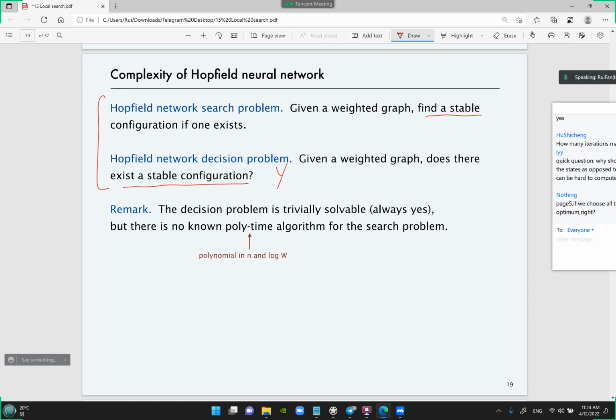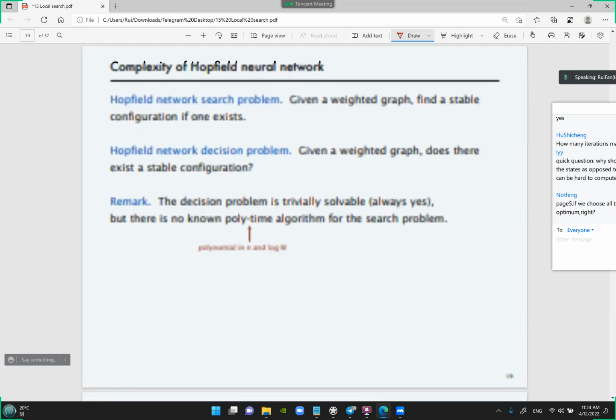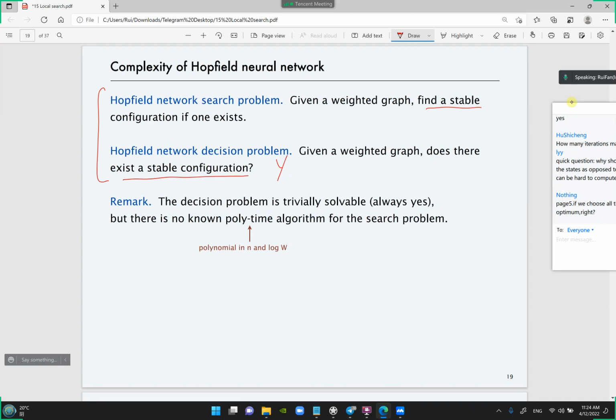However, the amount of time that this algorithm takes might not be polynomial, because you need to run for this number of iterations. This is the sum of all of the edge weights, and this is not polynomial in the input size. If you want a polynomial time algorithm, then you need the running time to be polynomial in n, the number of nodes, and log of the weights. Currently we have an algorithm which is polynomial in n and W. So apparently there is currently no known polynomial time algorithm to find a stable configuration. And for the second problem, there is a polynomial time algorithm because the answer is just yes, always.